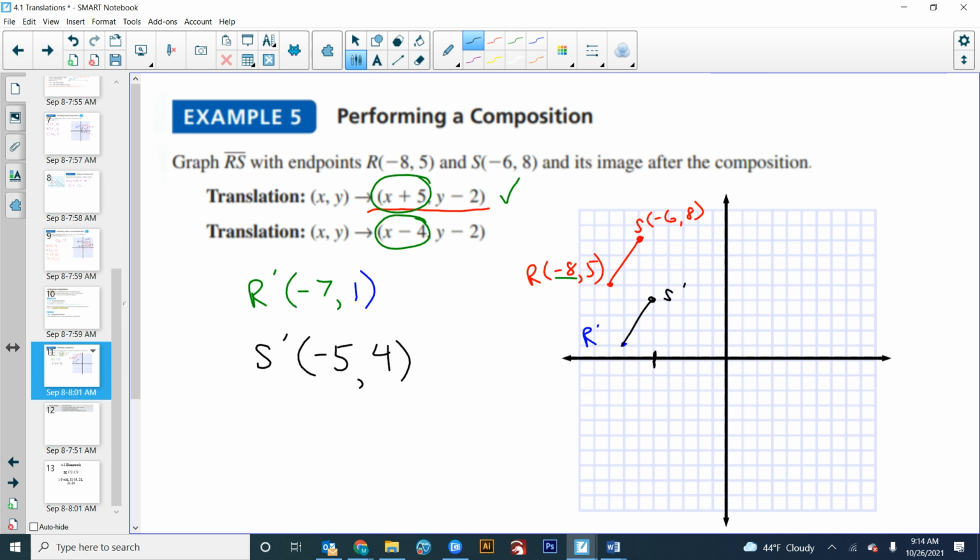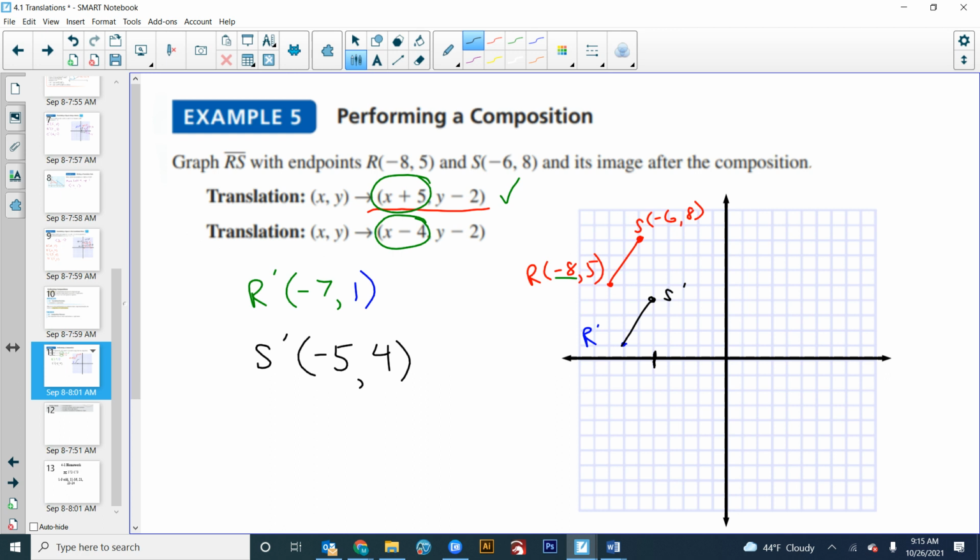Does anybody see another way you could do this? Paige. You could combine like the 5 minus 4, like that 1, and then -2 minus 2, which is -4. You see what she did? She added these and added those. That's another way.